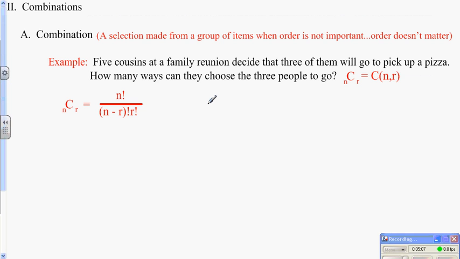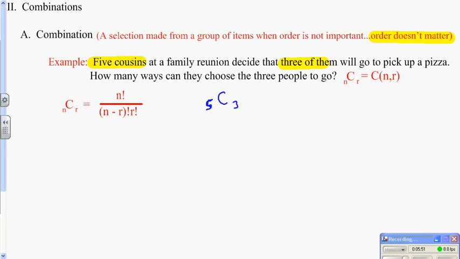Combinations. Now, combinations does not care about order. Again, to emphasize, order does not matter. I could have a group of kids in a classroom and the seating chart would be a permutation, but the class list would be one list of those students, one combination. Here we have a question that says 5 cousins at a family reunion decide that 3 of them will go to pick up the pizza. How many ways can you choose 3 people to go? Here they're not caring about order or arrangement, they just want 3 people to go. So here we have 5 cousins, and we will choose 3 of them.